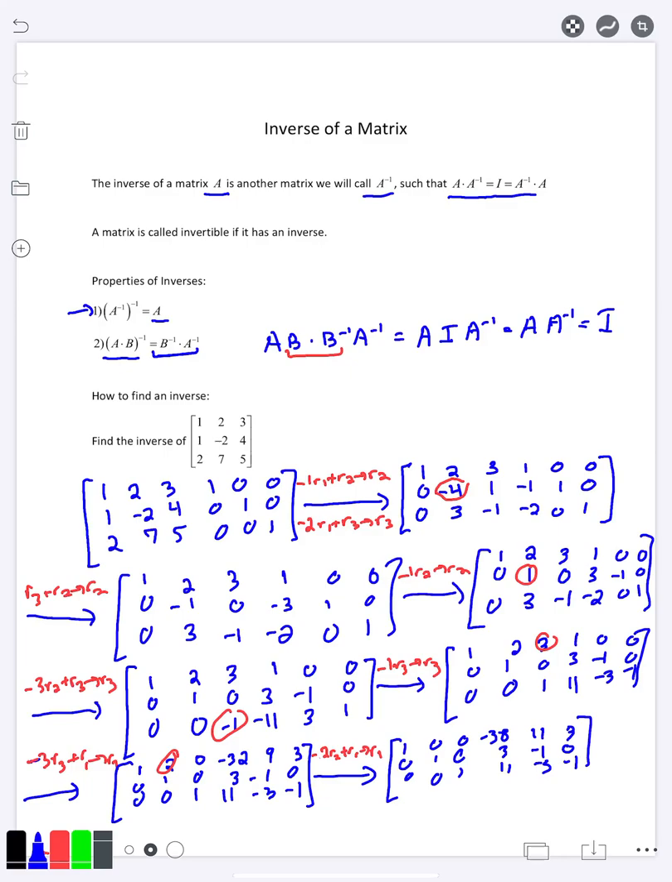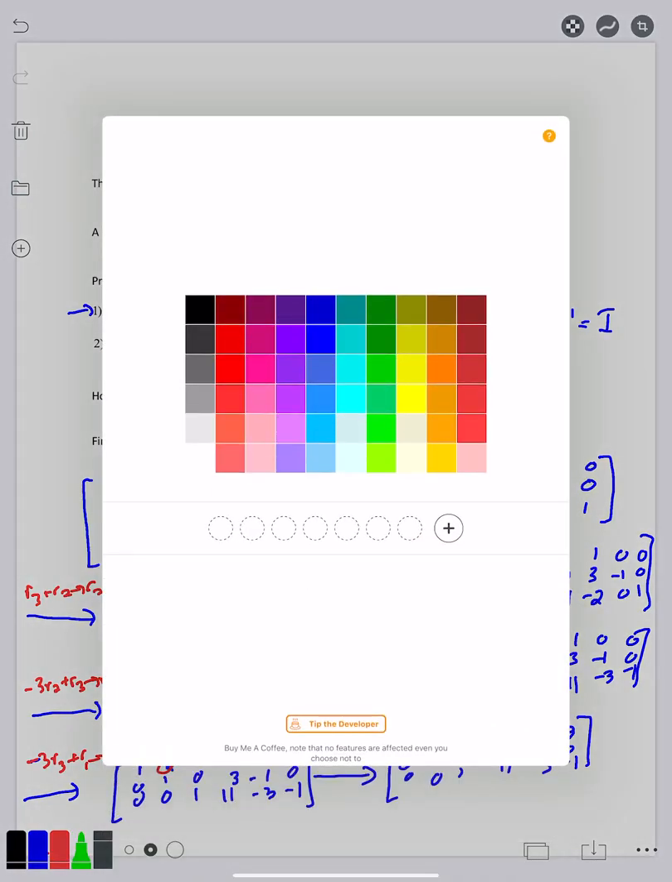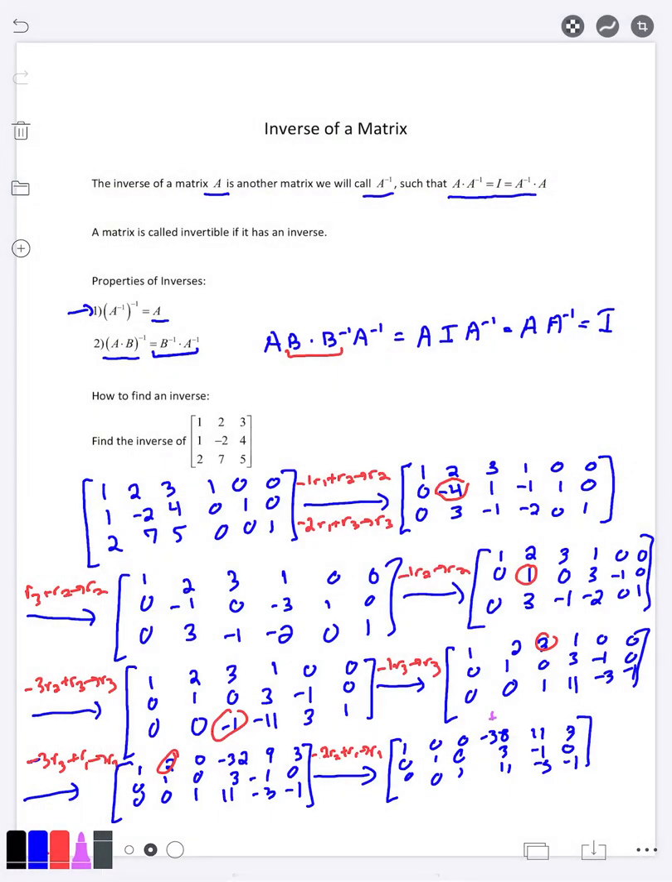And once you get to this point, once you get the identity on the left-hand side, then the matrix here at the end, that is your inverse matrix. So again, if I write it out in detail up here, A inverse is the matrix negative 38, 3, 11, 11, negative 1, negative 3, 9, 0, negative 1. You can double check by multiplying and seeing if it does give you the identity or not.